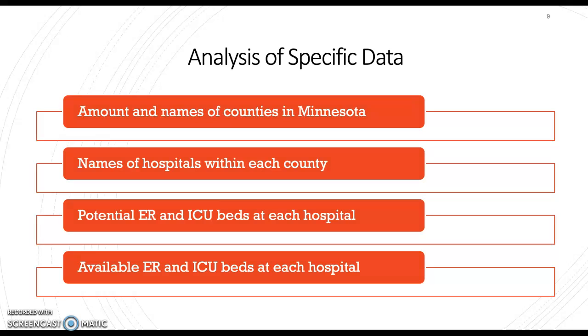So the analysis of specific data. I'm going to be analyzing the amount and names of counties in Minnesota, as well as the names of hospitals within each county, and then the potential ER and ICU beds at each hospital, and then the available ER beds at each hospital. It's important to utilize structured analysis through graphics and utilize tools like data flow diagrams and data dictionaries at this point in the database proposal.